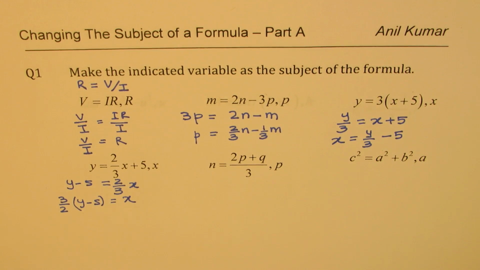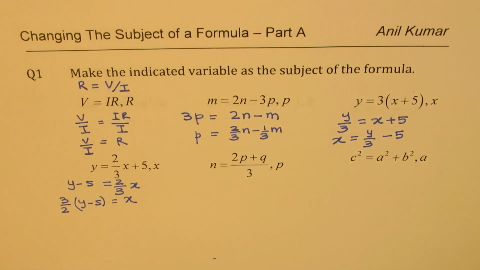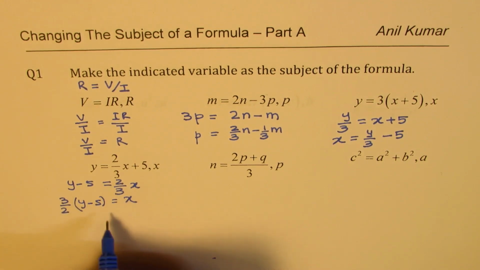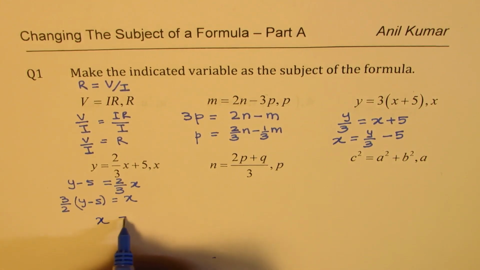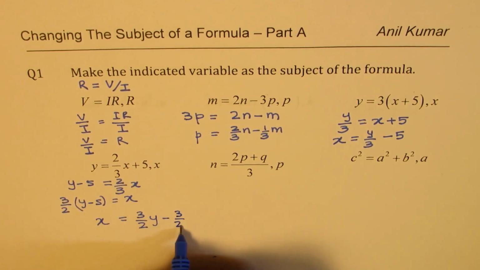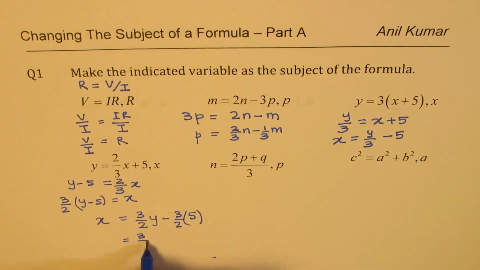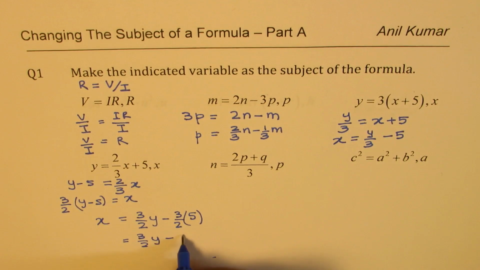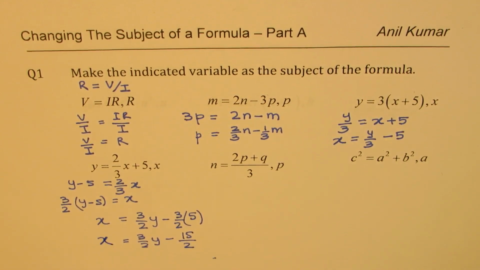I'd like you to now pause the video and answer the other 2 questions. Now some of you may even like to write this formula as x equals, open the bracket, you get 3 over 2 y minus 3 over 2 times 5, or we may write this as 3 over 2 y minus 15 over 2, right? So you could write in this fashion also.